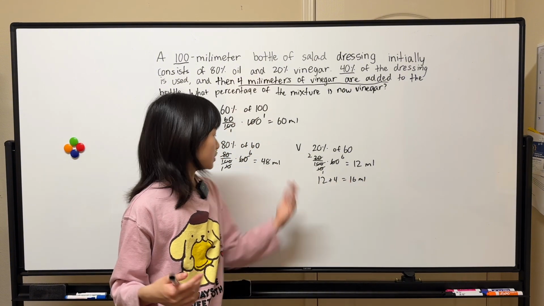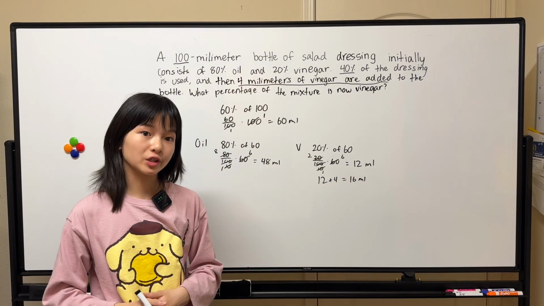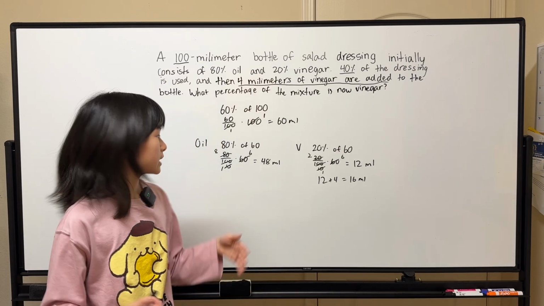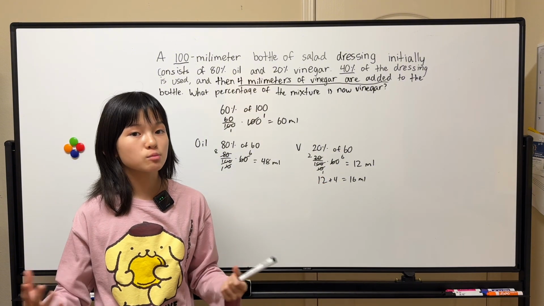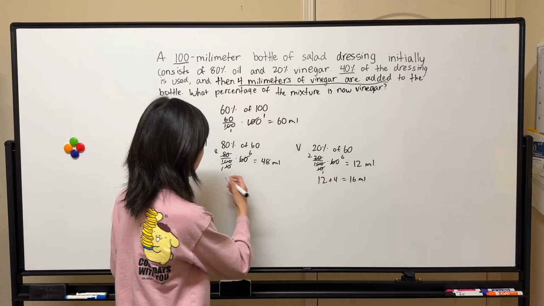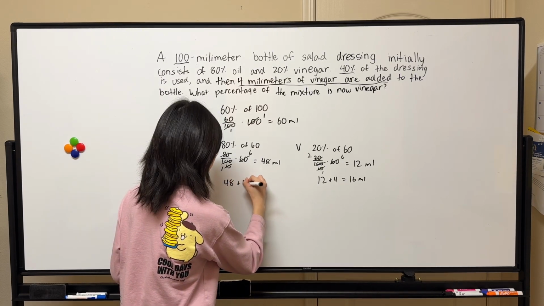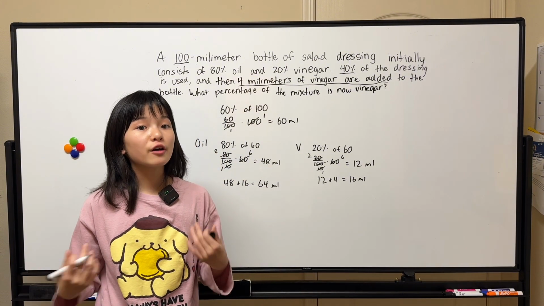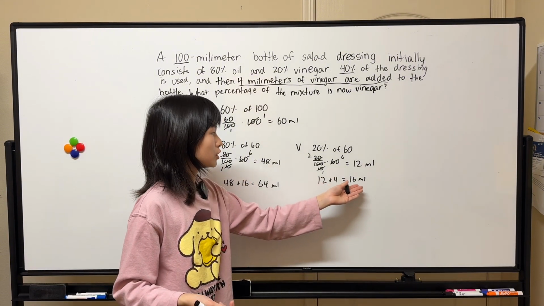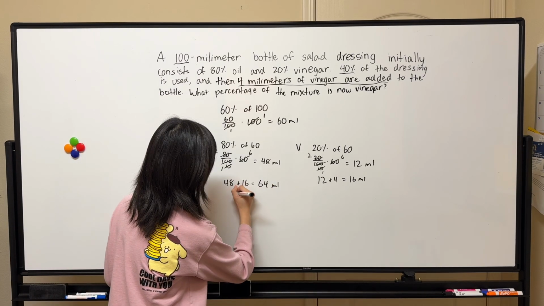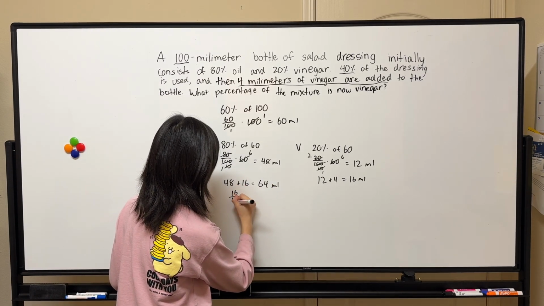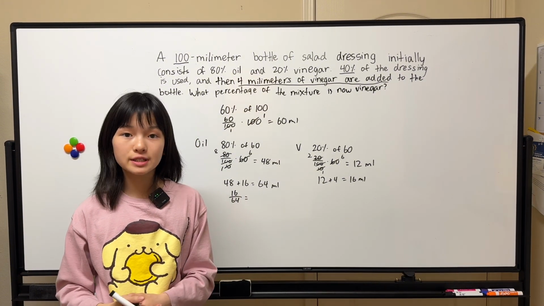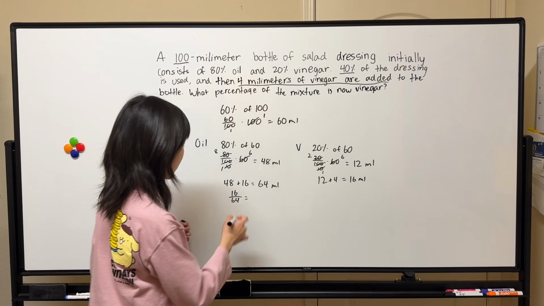So we know that there's 60 milliliters. However, we don't know how many milliliters are in the entire bottle. So we only have 2 ingredients. So we can just add 48 and 16 to get how many milliliters of mixture are in the bottle. 48 plus 16 equals 64 milliliters. Now, out of the 64 milliliters, 16 milliliters is vinegar. So we can write that in fractional form, which is 16 over 64. And now we can simplify and then divide if we need to get our percentage, which is our answer.